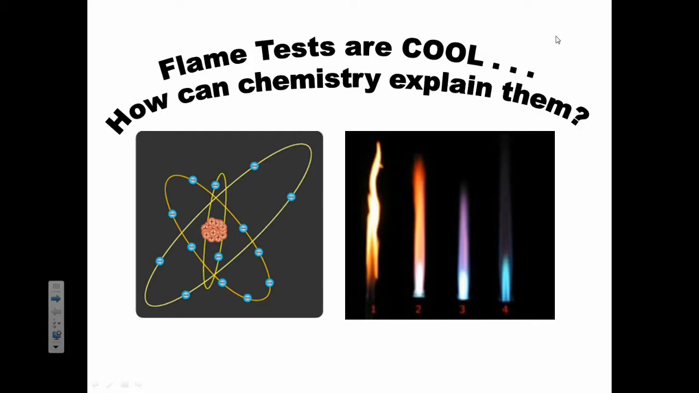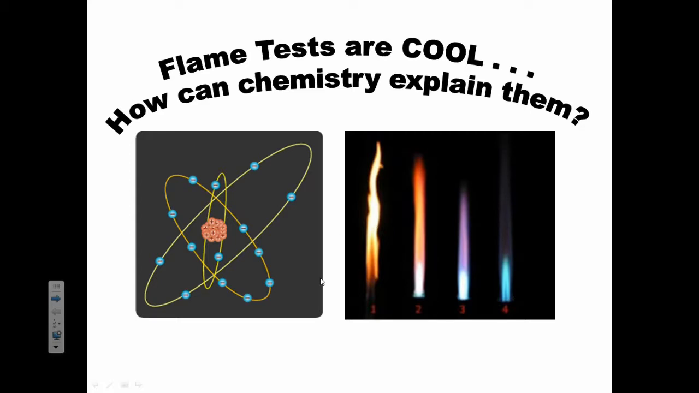Actually do the flame tests in class. Basically, we sprayed a bunch of different solutions, things like sodium chloride or lithium chloride or strontium nitrate or potassium chloride, different salts that we sprayed in the flames, and they turn different colors, from reds to bright orange to violet and green, all different colors. So why does that happen?